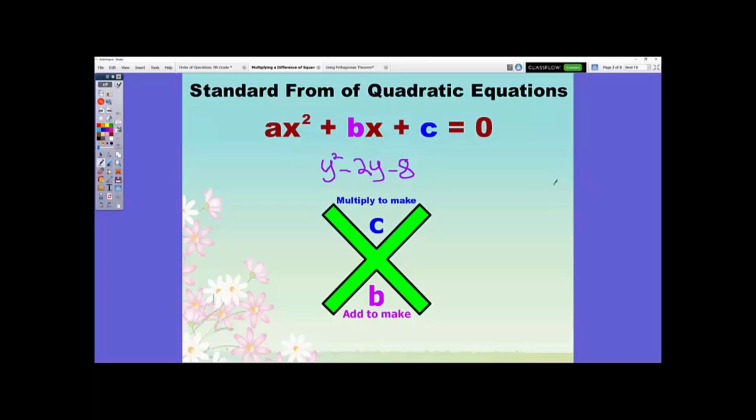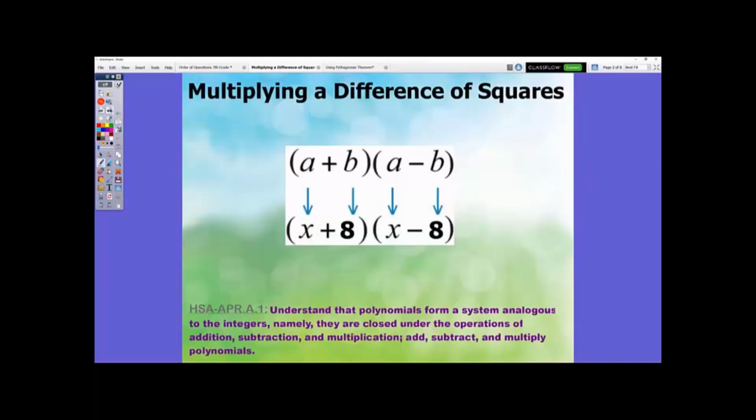But in the meantime, we are going to move to our new topic for the day, which is multiplying a difference of squares. For the most part, this is going to be just doing more of the same. It's using the box method, foiling, but there's going to be one new thing that happens in these problems. There's going to be one difference that you're going to see when we deal with these difference of squares. And here's the standard we're addressing at the bottom.